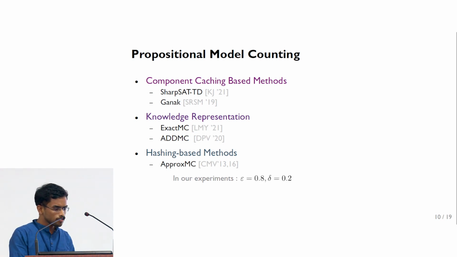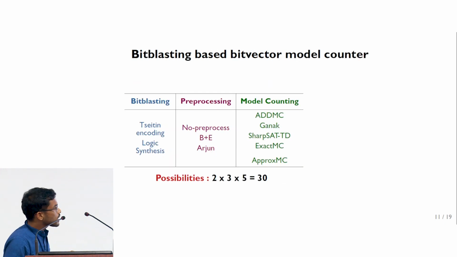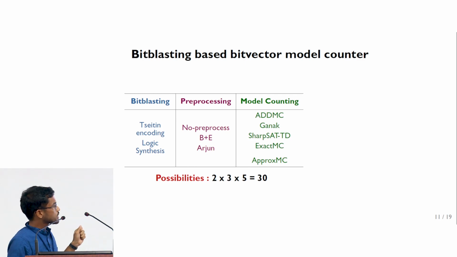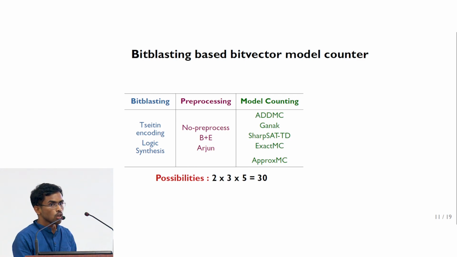So with all this, we have two different bit blasting techniques. We have 2 preprocessing techniques. We have one more option to not preprocess an instance at all. And we have 5 different model counting techniques. So we have 30 different possibilities in which we can run our portfolio SARP SMT.